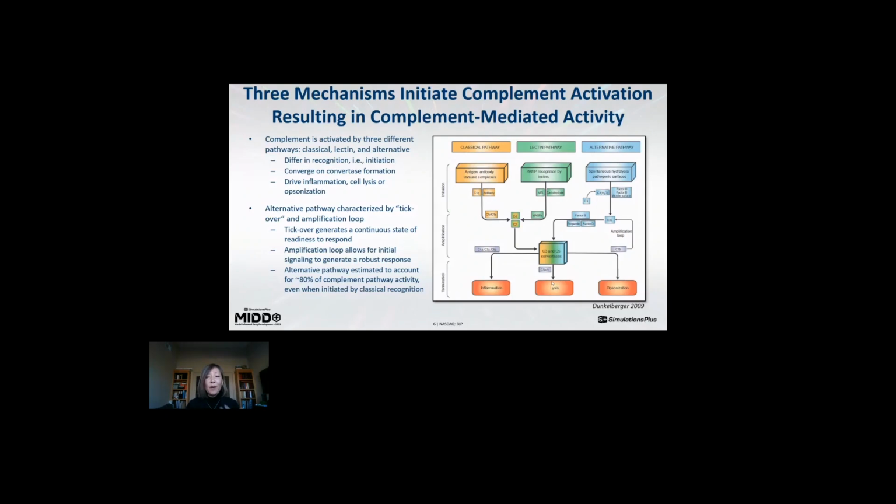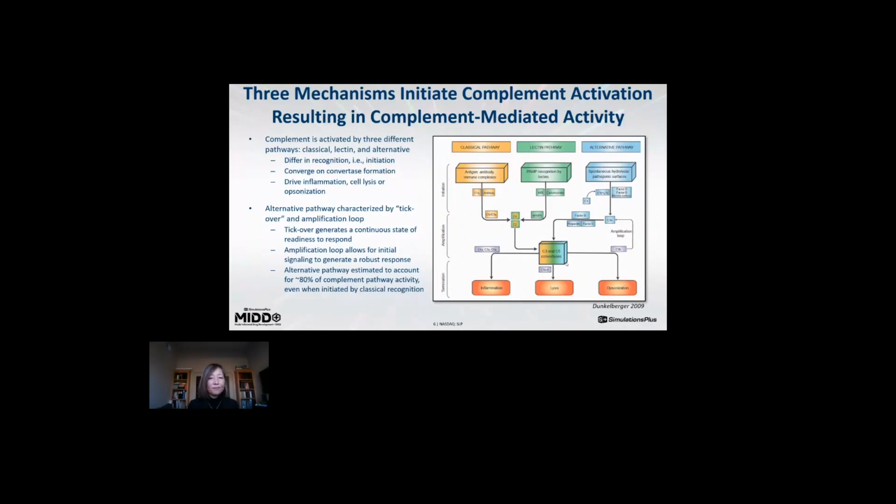The other aspect is that the alternative pathway has an amplification loop indicated here on the middle right, and that allows you to get more bang for your buck. So you have maybe an initial stimulus, and then the complement pathway can really ramp up, and that ramp up has been estimated to account for up to roughly 80% of the total complement pathway activity. So even if you are stimulated through the classical pathway, the robust complement response that you get out the other end is largely due to the alternative pathway.